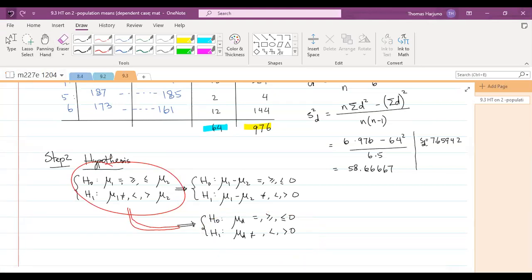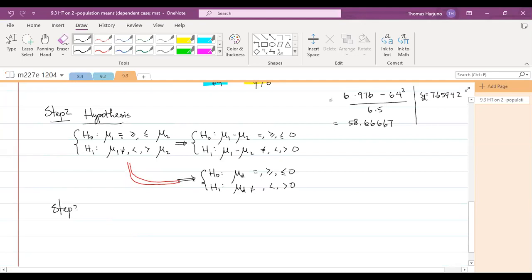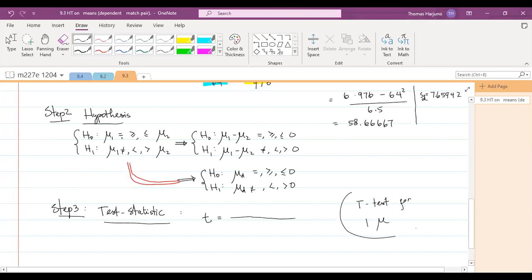Okay. Now then, step 3, the modification on step 3. On the test statistic, it will be a t-test. Because we don't have the samples, then we don't have the population standard deviation. We have the sample standard deviation of the differences. So you will see the formula I use here is actually the formula from the t-test that we have for one population mean. One mu. It's very, very similar, but I just change the x becomes d.